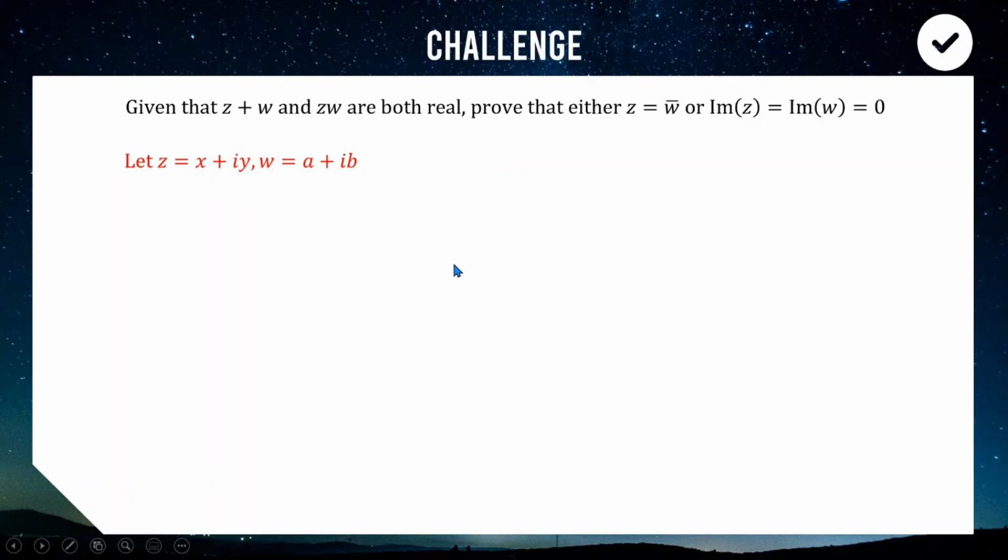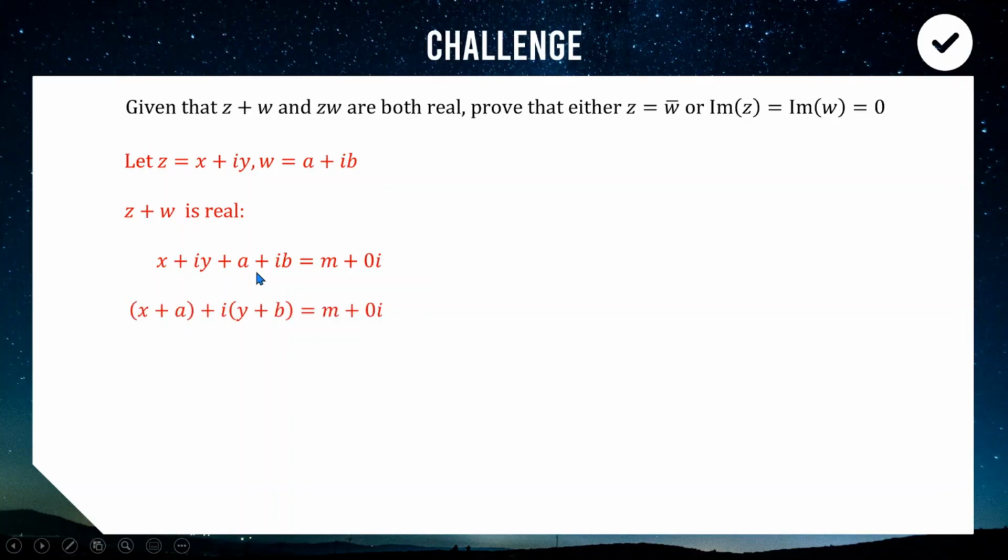Okay, now the question says that Z plus W is real. So when we do this complex number plus this complex number, we should have an answer that has no imaginary parts. So we have x plus iy plus a plus ib. So the way we write a complex number that's real is we write something in the real spot, but we know the imaginary part is going to be 0. Okay, Z plus W is a real number which has no imaginary part.